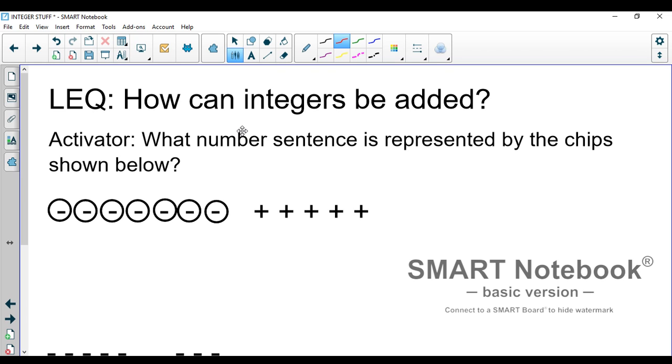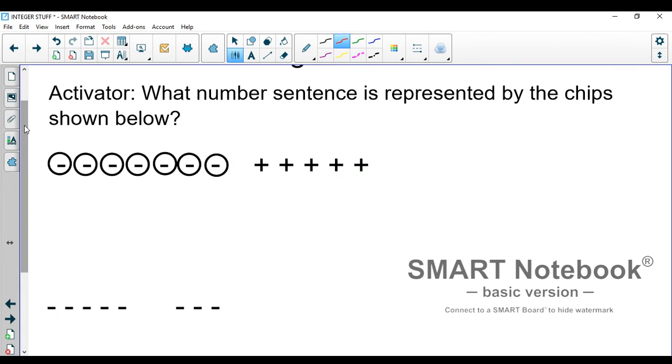Okay, so today we're going to work on adding integers. And as an activator, here are a couple sets of chips, and your job is to write number sentences to see if we can solve these. So we're going to take the first one together. So the first one has 1, 2, 3, 4, 5, 6, 7 negatives, and it has 1, 2, 3, 4, 5 positives. So a couple ways we can write this number sentence.